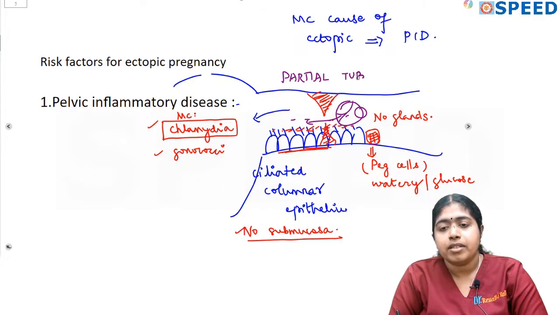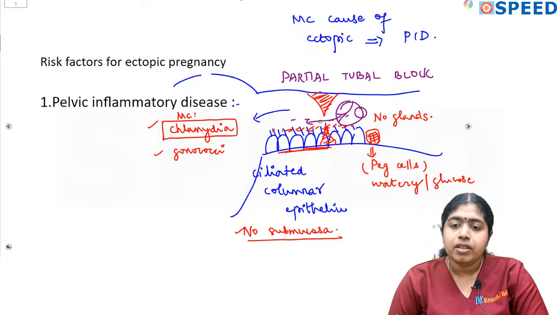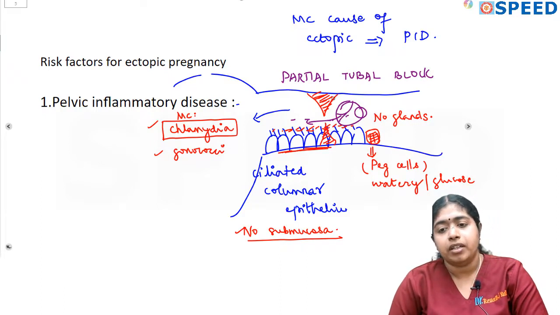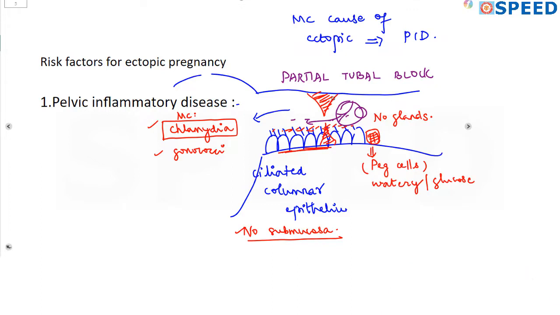I hope all of you are able to understand this point. Because of the pelvic inflammatory disease, there is a partial tubal block. See, if the block is complete, then that leads to infertility. The sperm never meets the oocyte. Fertilization is not possible. But if the block is partial, the gametes can move freely through the block, but the embryo cannot move. So it's a partial tubal block, and moreover, ciliary motility is also damaged. So in addition to the partial block, the embryo cannot cross this block and cannot go into the uterus. It gets implanted there itself.